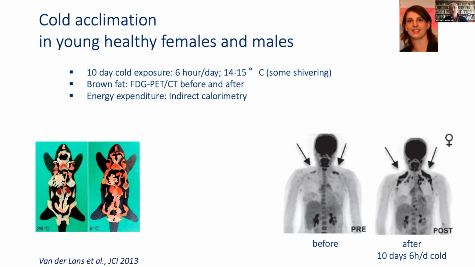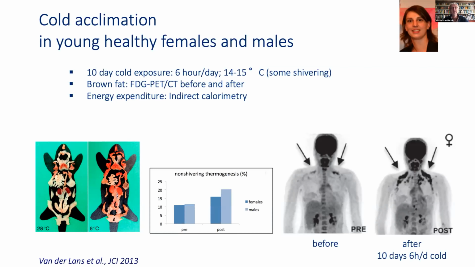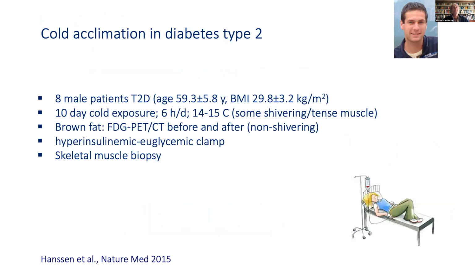We measured, I think, 17 subjects, and 14 out of 17 showed this increase. And parallel to that, we again show an increase in non-shivering thermogenesis. So cold acclimation has an effect. The next step we took was to study people with type 2 diabetes, because we also wanted to study in more depth whether it has an effect not only on energy expenditure, but also on insulin sensitivity.